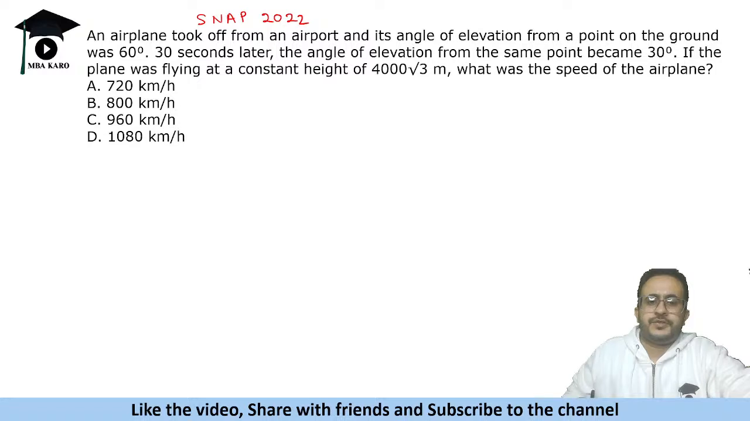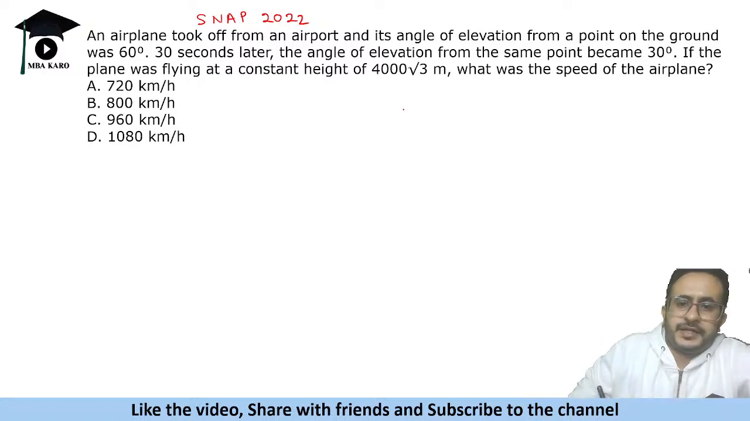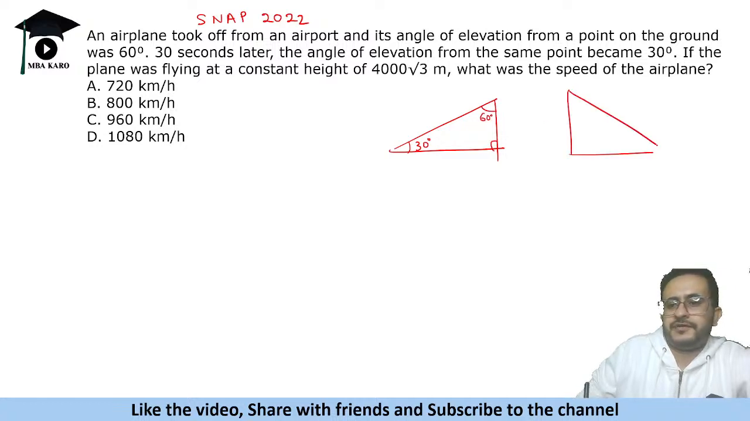So let's see this question. First of all, let us understand two things, right? Primarily दो तरह के triangles आपको दिए होंगे heights and distance पे. One is 30 60 90. Let's say this is 30 degree, 60 degree and 90 degree. Okay, or you will be given 45 45 90 वाला triangle.